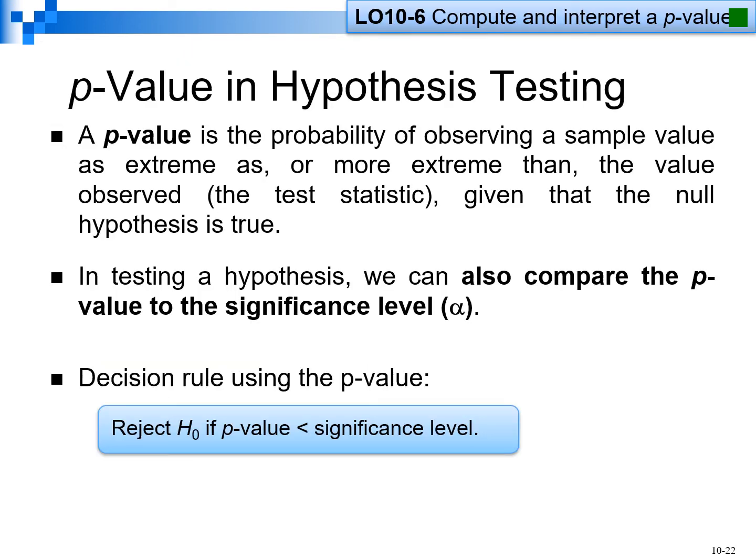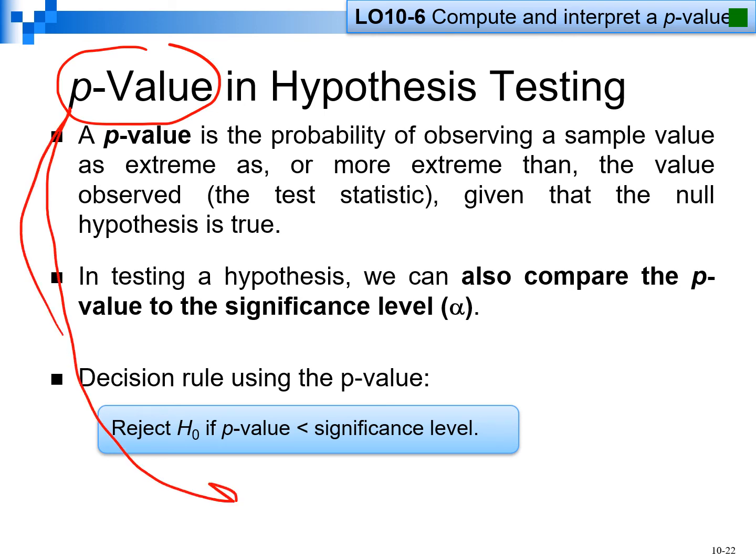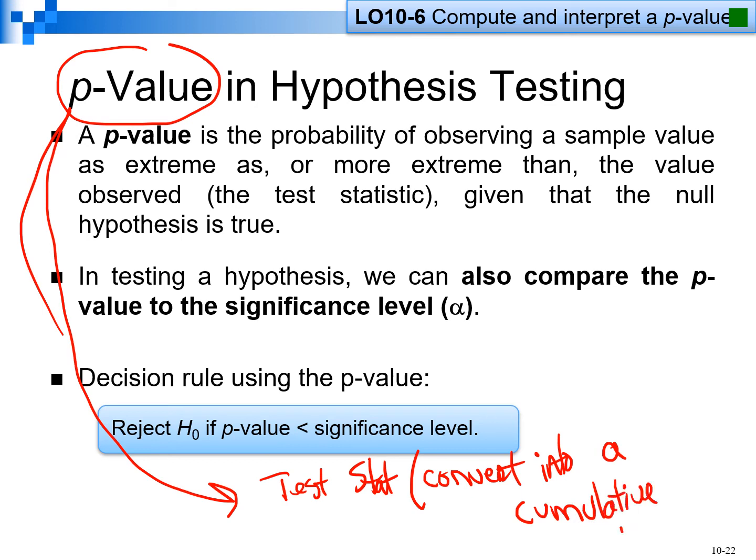Now, another calculation they're going to have you do, and this is also going to help you come up with the decision, is to calculate what is called a p-value. The p-value is simply your test statistic converted into a cumulative probability. So whatever number you get for your test stat, you go to your probability table, and whether you're looking to the right of that particular value or to the left of it, you're going to get the area or probability, and that area is called a p-value.